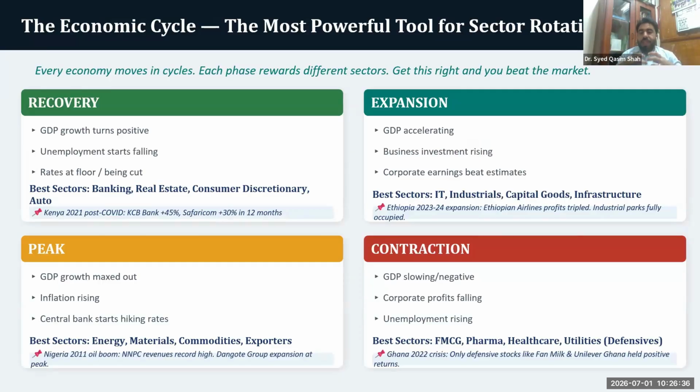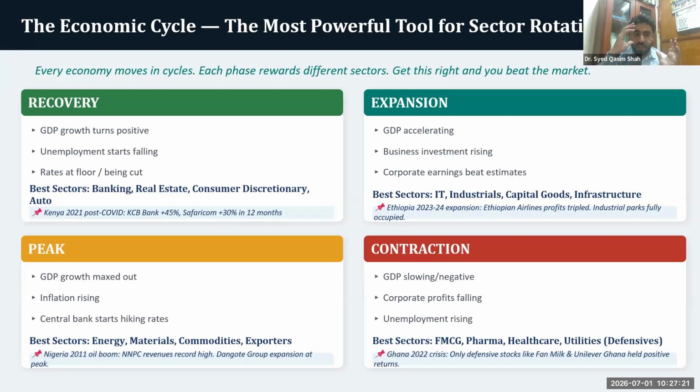Now, one more thing within the economy we need to understand: the economic cycle. This economic cycle is very important to understand before sector rotation, that is, how you will rotate your investment across different economies and sectors. Basically, there are four economic cycle stages. Every economy, every sector, every business, every country has to go through these four stages. Every economy moves in a cycle, and each phase rewards different sectors.